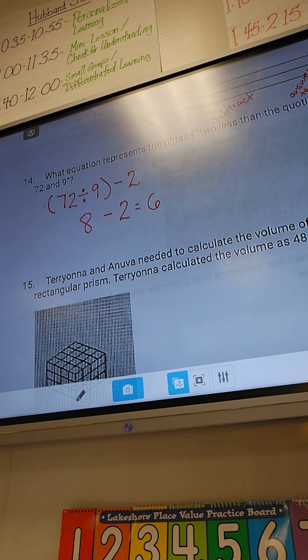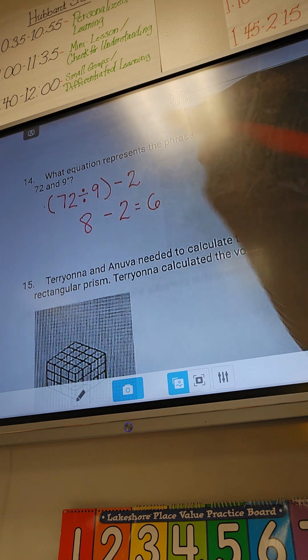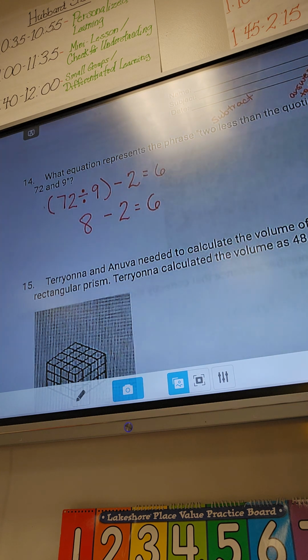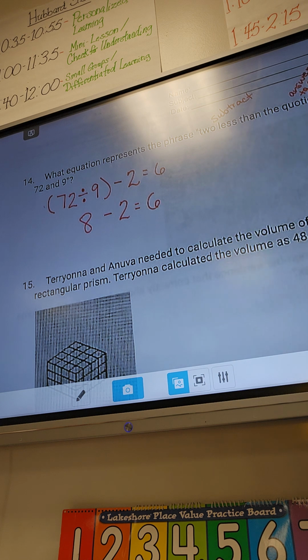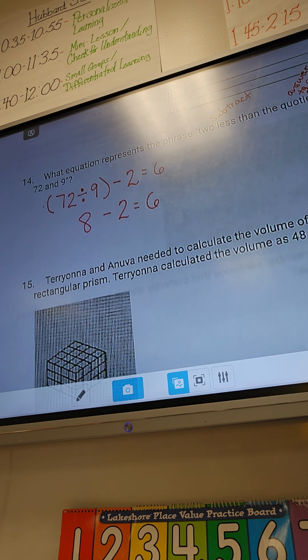It only asks for the equation though, okay? So it could have it all the way out with the answer. That would be the equation. No questions about 14? So please know what the words mean and what it's referring to. 2 less than the quotient means you have to find the quotient before you can take away the 2. All right, number 15.